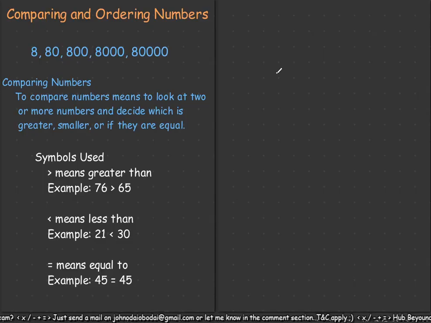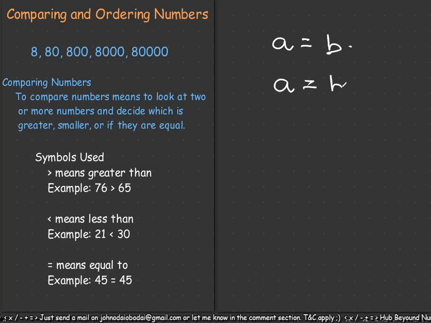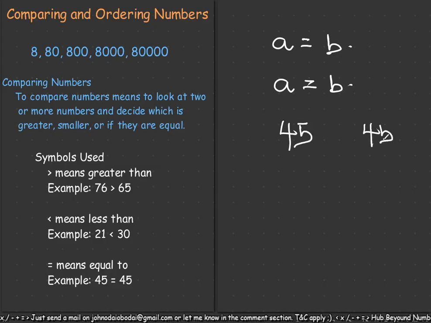So if I have A equals B, then it simply means the value A is equal to the value B. Hence, if I have a 45 and then a 45 over here, I can say they are equal. So these are the symbols we use when comparing and ordering numbers. Now, there are 3 steps that we need to know, and with these 3 steps, we can compare and order any number of digits.